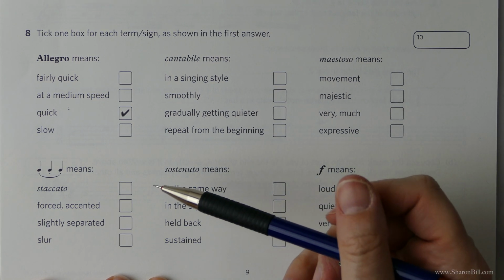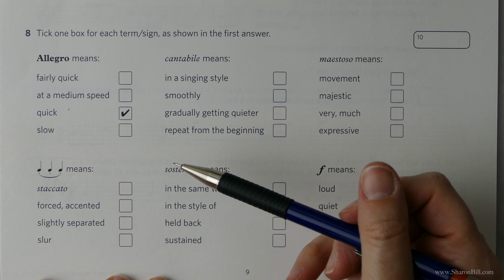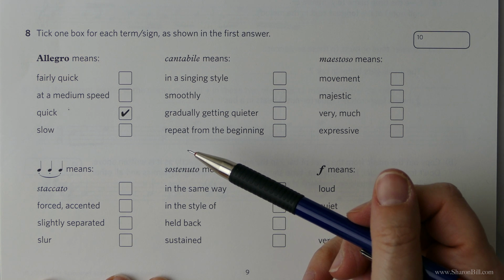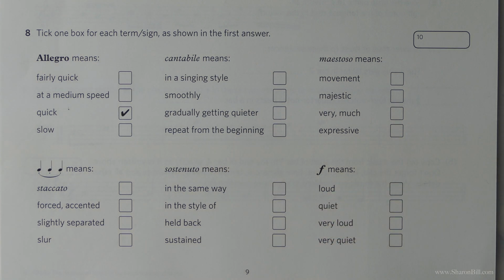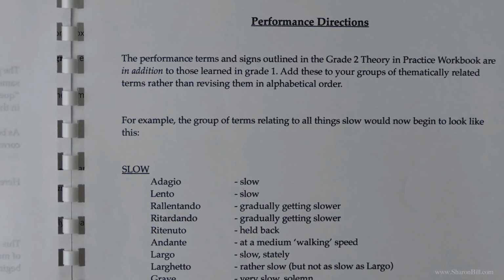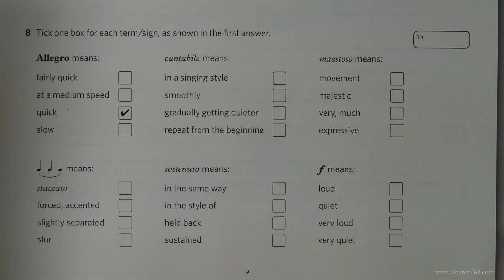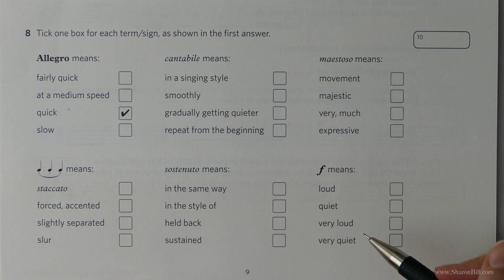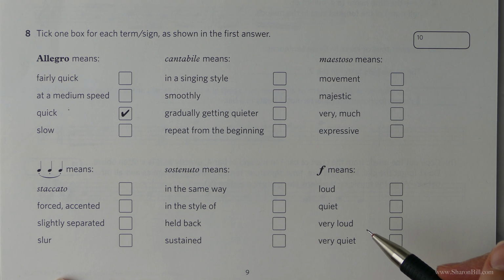And don't forget, this is all of the performance directions and musical terms from grade 1 and grade 2 combined, so you need to do a bit of revision there. I always suggest that you group them thematically, combining the grades. I've given you a little hint on how to do that in your PDF, just a bit of a revision tip there. So I'm hoping you've had a go of these, and now we'll check through these together.